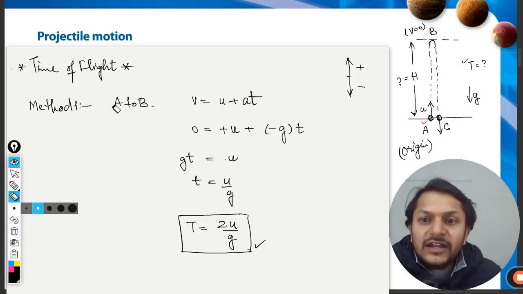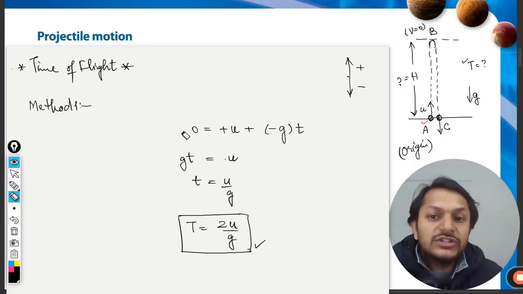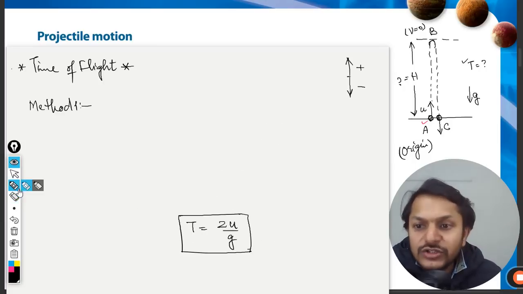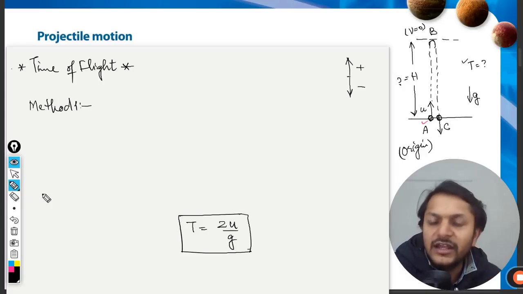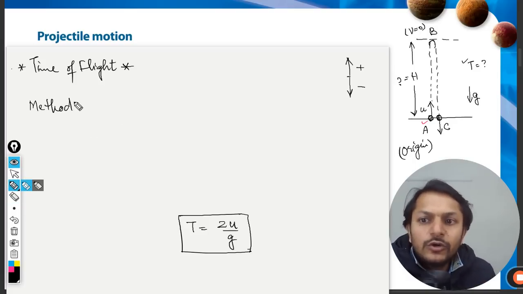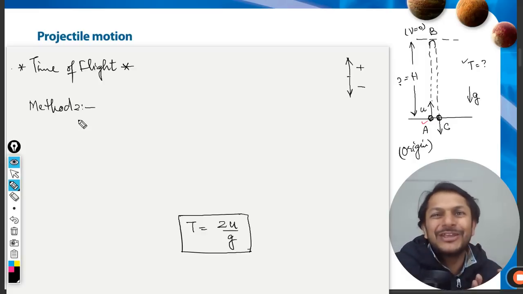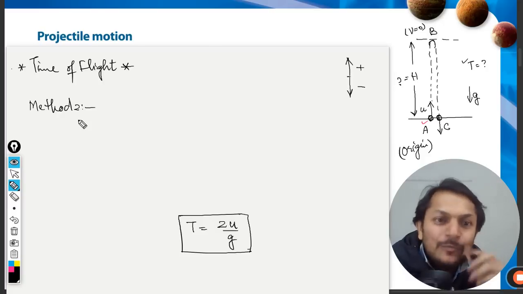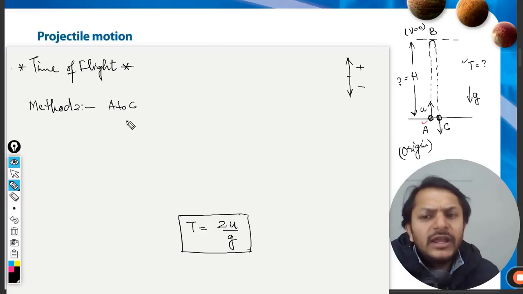The second method is that we directly apply the equation to A to C. You can pause the video, you can rewind the video later, you can watch it again and again, you can pause and write your notes. Keep on writing notes. That is very important. Don't miss it. If you are just listening to me and not writing anything, you're not gaining anything. Okay, method 2. Now, in method 2 we directly concentrate on A to C.